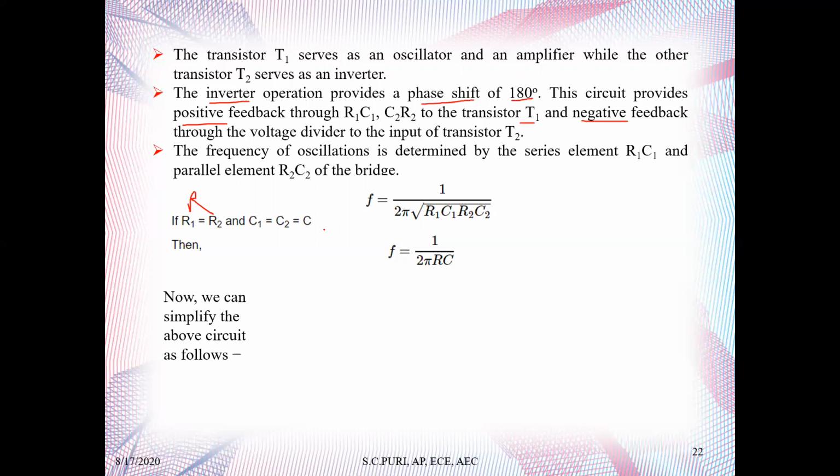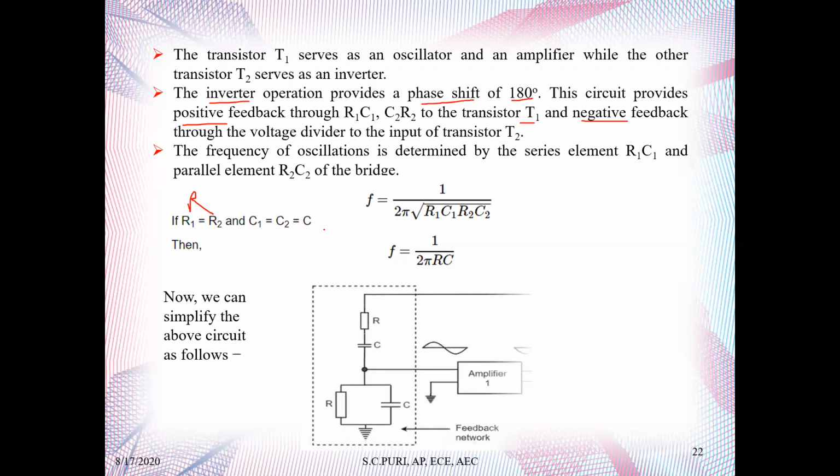Now we can simplify the above circuit as follows. You see here, I made the equivalent R and C. This is the arrangement: amplifier 1, amplifier 2, to the 2 resistors, and as we are getting here, it's inverted and finally it is 360 degrees inverted to the normal shape.